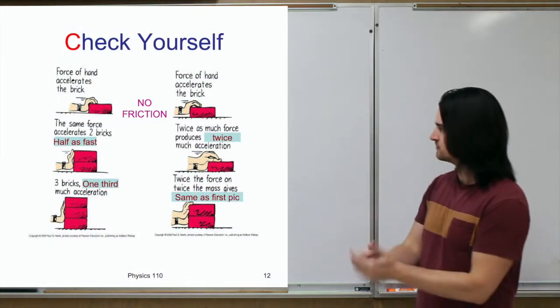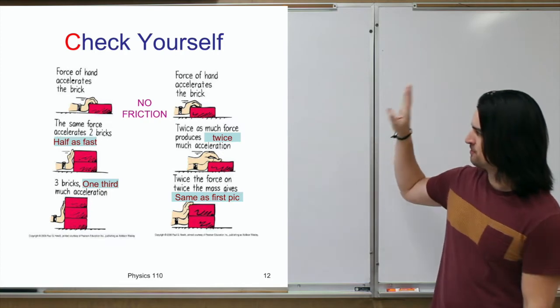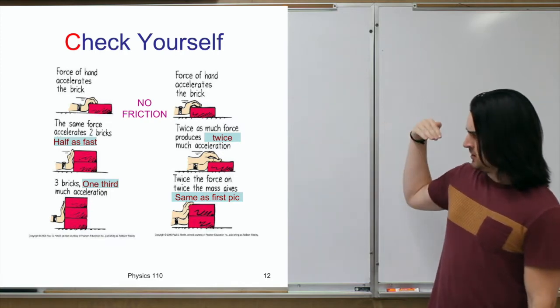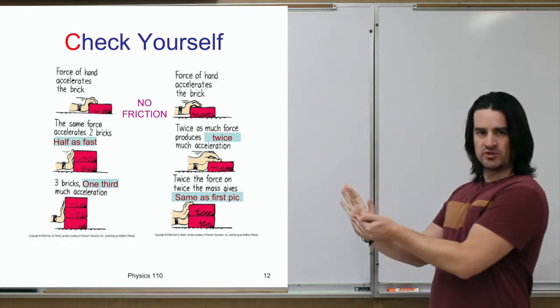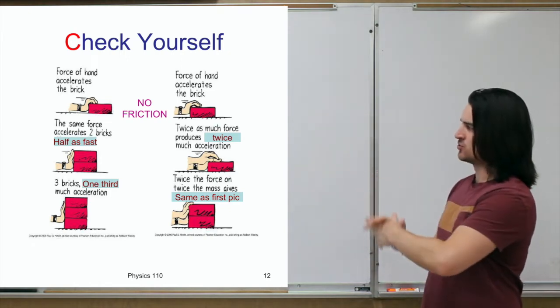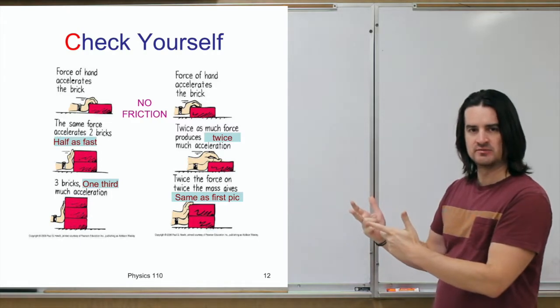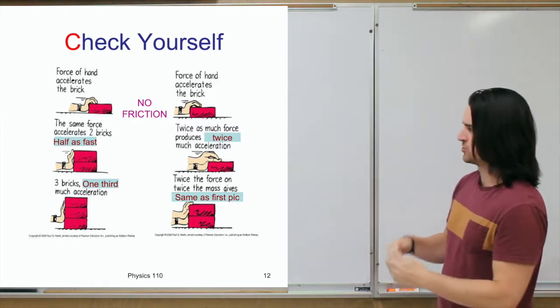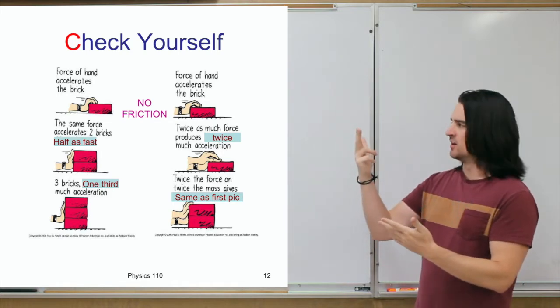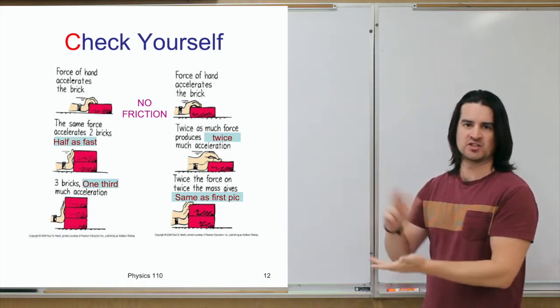Okay, so let's just go through these. The second one down on the left here: if you're applying the same force and you're doubling the mass, there are 2 bricks now. Remember, the acceleration is inversely proportional to the mass. So if you double the mass, you get half of the acceleration. It's going to accelerate half as quickly.